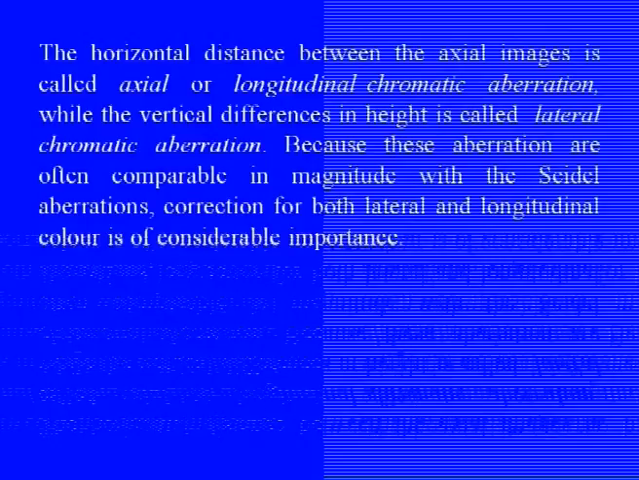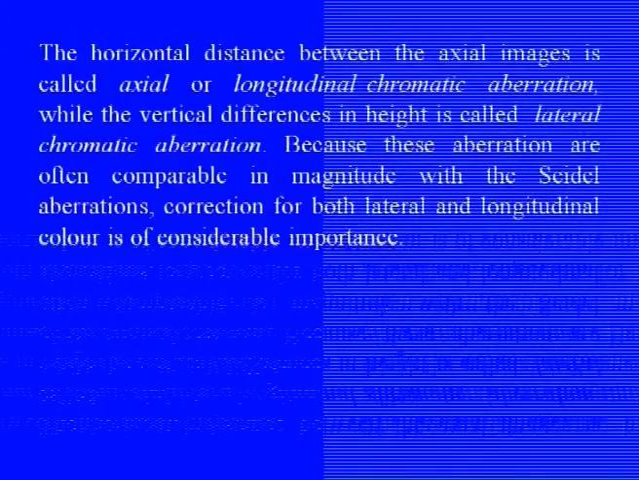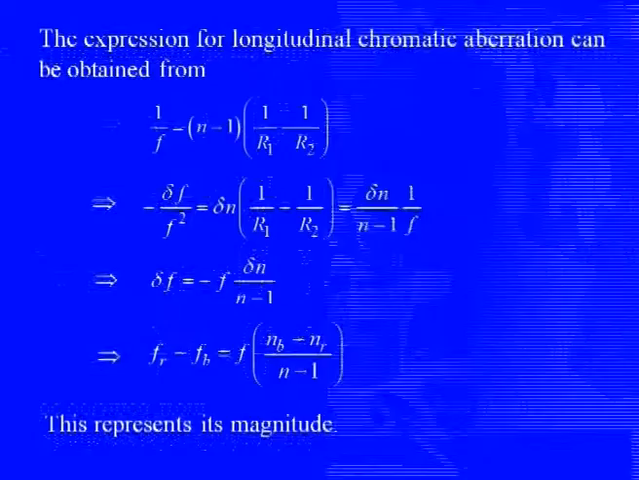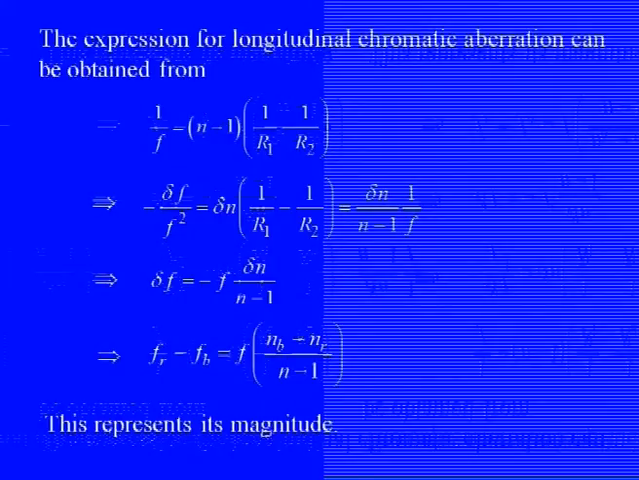The horizontal distance between the axial images is called axial or longitudinal chromatic aberration, as we have seen in the last picture, while the vertical difference in height is called the lateral chromatic aberration. Because these aberrations are often comparable in magnitude with the Seidel aberrations, corrections for both lateral and longitudinal color are of considerable importance. Now, the expression for the longitudinal chromatic aberration can be obtained from the lens formula.